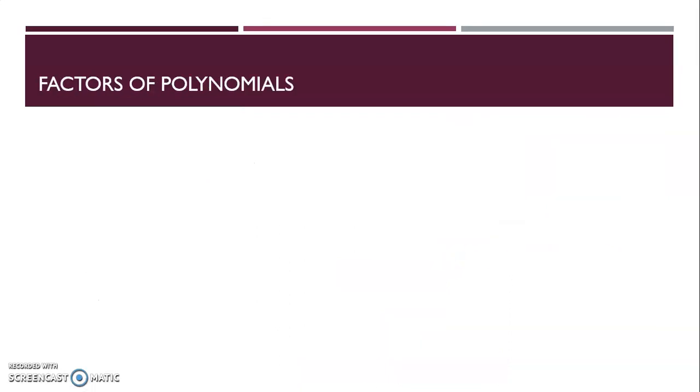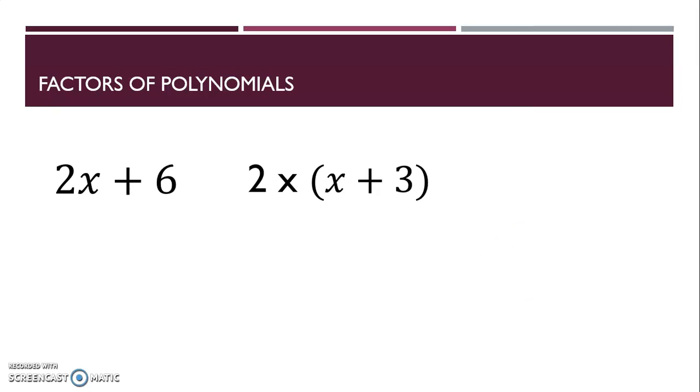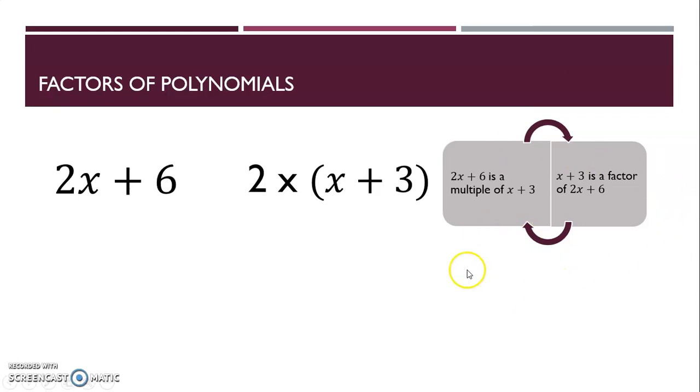Now let us look at factors of polynomials. In the previous slide we saw factors of whole numbers or integers. Now let us look at factors of polynomials. Consider the polynomial 2x plus 6. We can write this as 2 times (x plus 3). So what do we say? We can say 2x plus 6 is a multiple of x plus 3. Because 2x plus 6 is a multiple of x plus 3, we can say x plus 3 is a factor of 2x plus 6.